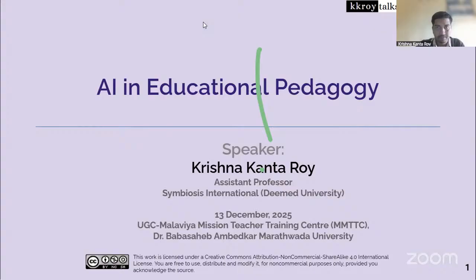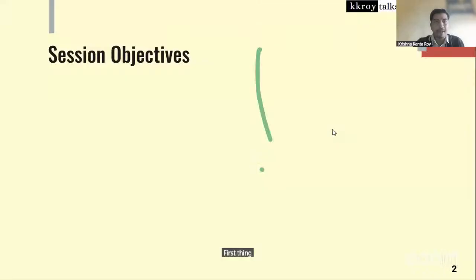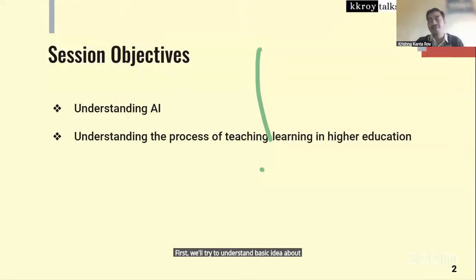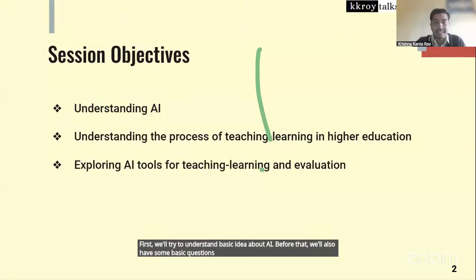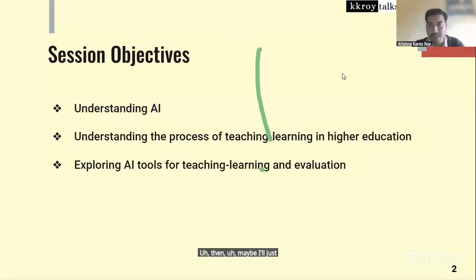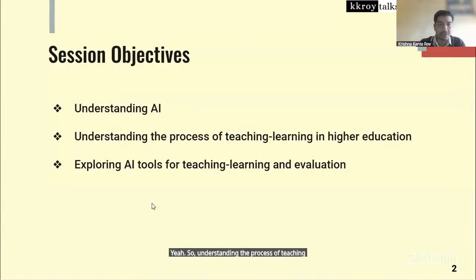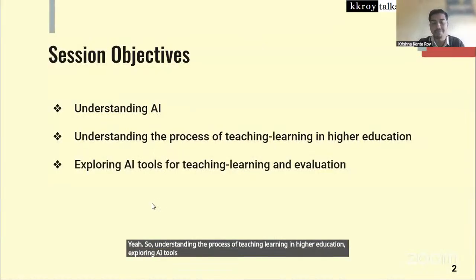All right, so let us start with the presentation. First thing, session objectives are as follows. First, we'll try to understand the basic idea about AI. Before that, we'll also have some basic questions. Then maybe I'll just reshare once again. Yeah. So understanding the process of teaching learning in higher education, exploring AI tools in the process of teaching, pedagogy strategies in evaluation as well.